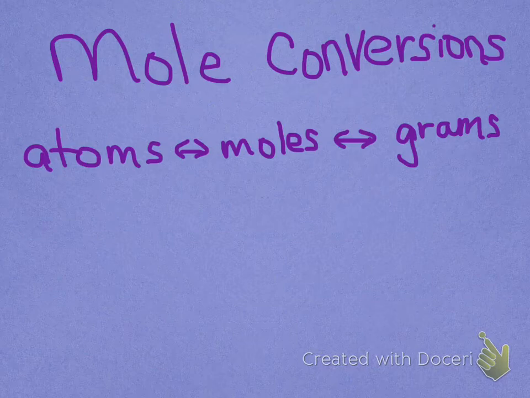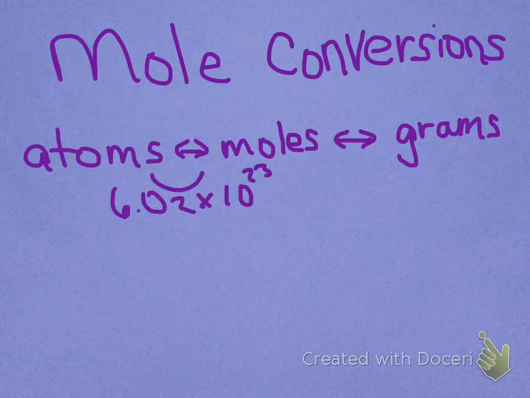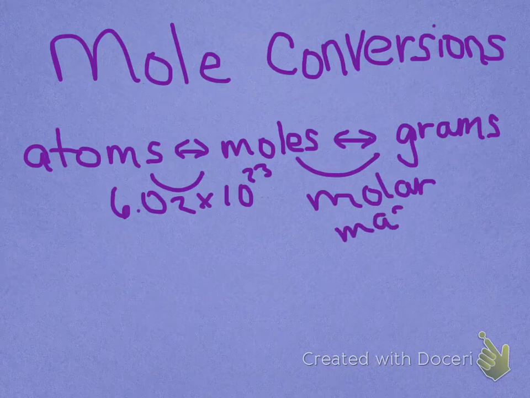This is just a quick video to kind of summarize all of our different mole conversions. We've converted between atoms and moles, we've converted between moles and grams. Now we want to kind of put that all together. When we're converting between atoms and moles, we use Avogadro's number, 6.02 times 10 to the 23rd. And when we're converting between moles and grams, we use the molar mass on the periodic table.